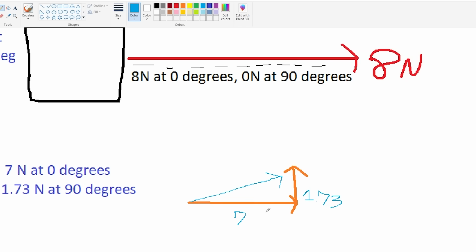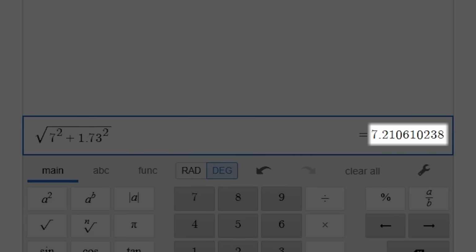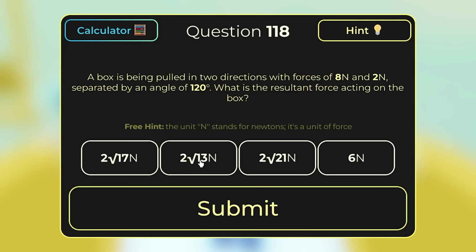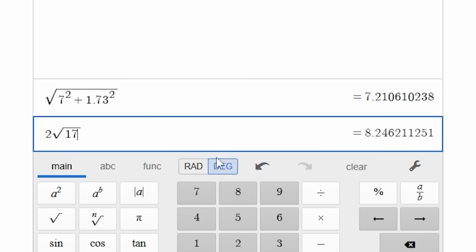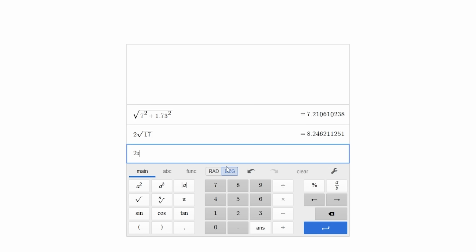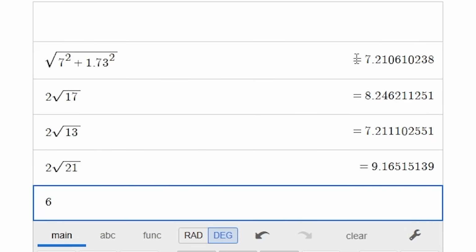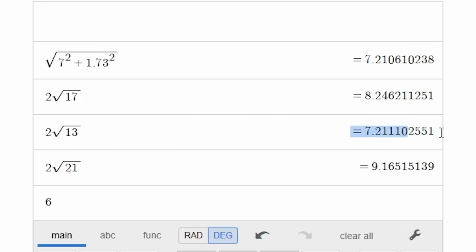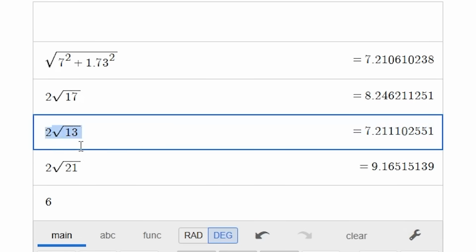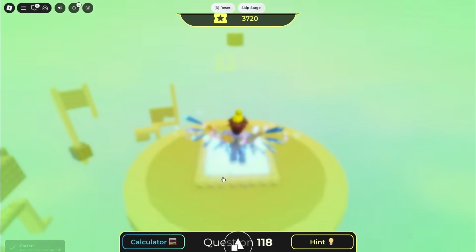All I need to do is the Pythagorean theorem, which would be a squared plus b squared equals c squared. 7.21. Now they wanted the answer in square roots. So what I can do is compare 2 square root 17 and 2 square root 13. Which of these is basically the same as this one? It would be this one, which in theory means the answer is 2 square root 13.